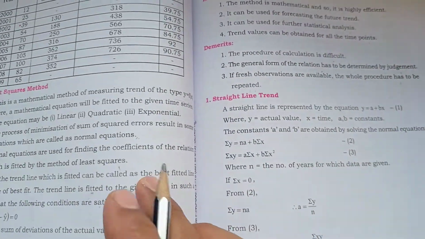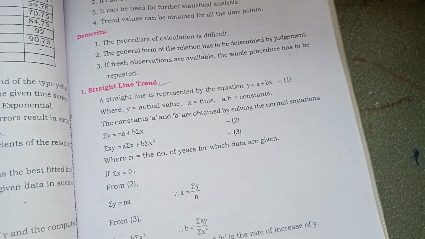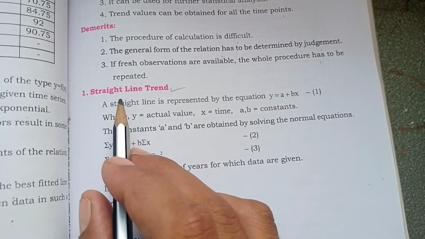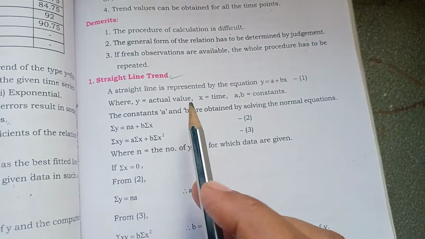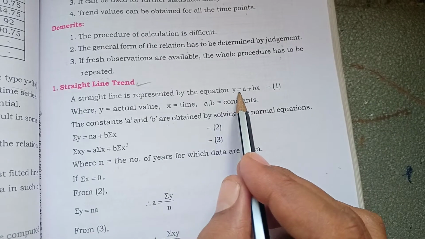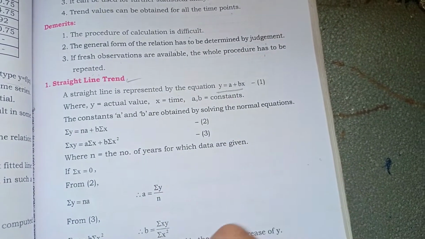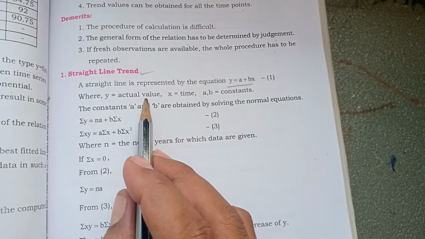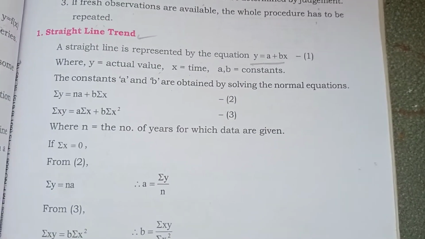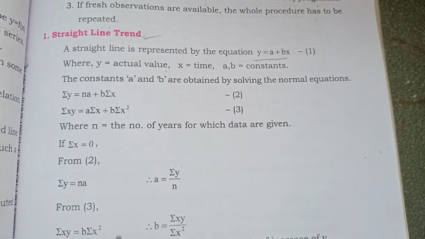Now we will discuss the least square method using the straight line trend. Three methods are there, and we will discuss them one by one. The first one is the straight line trend. What is the straight line trend? A straight line is represented by the equation y is equal to a plus bx, where y is the actual value, x is the time, and a and b are the constants.